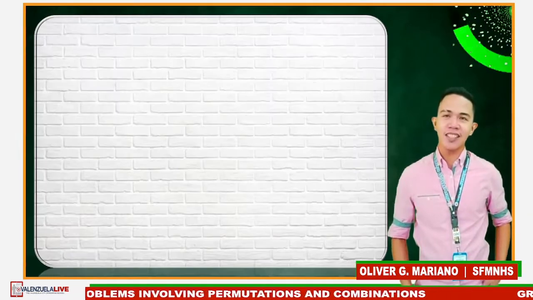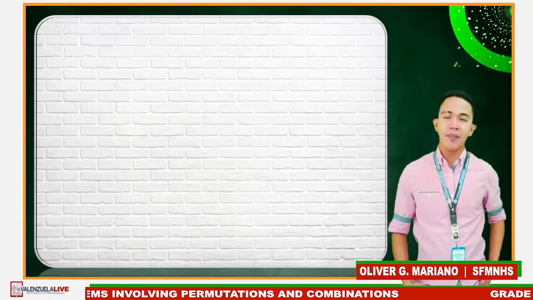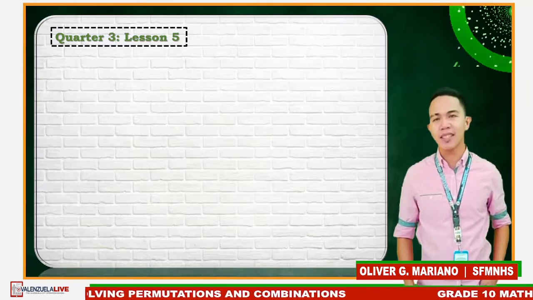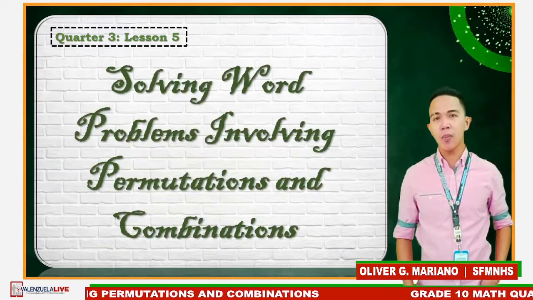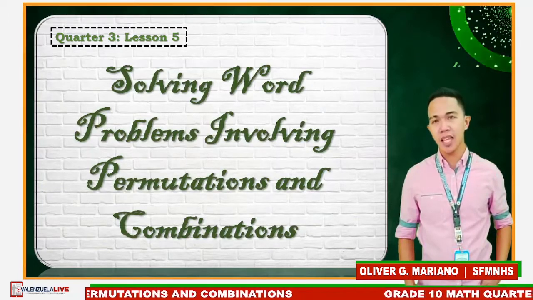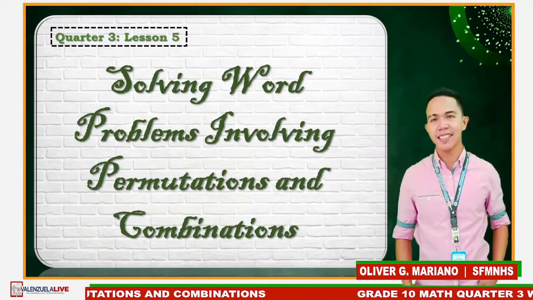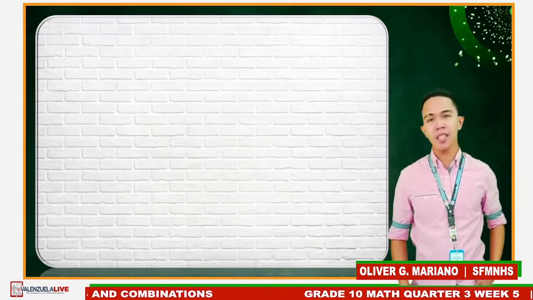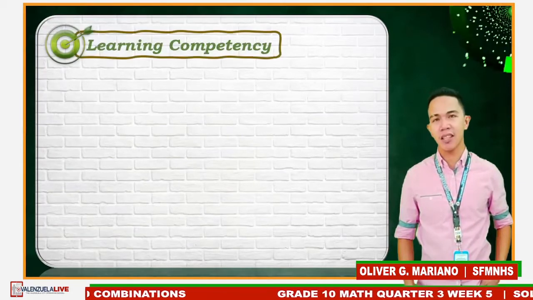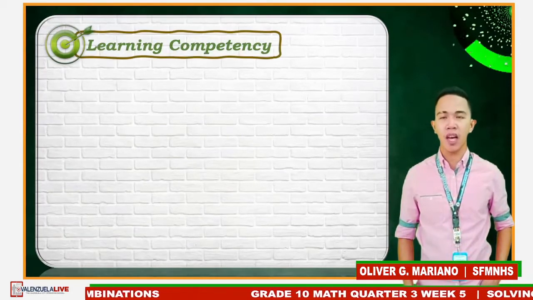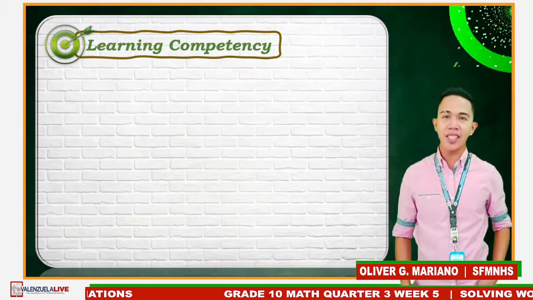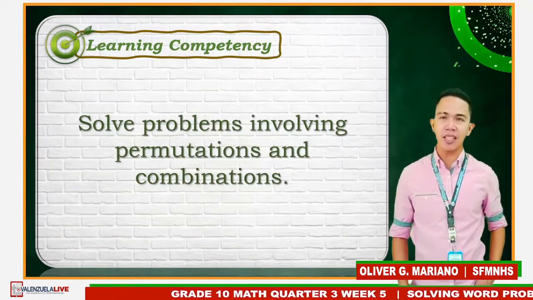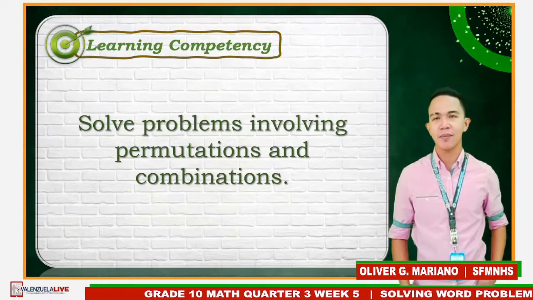In this session, we will be dealing with Lesson 5 of the third quarter, which is about solving word problems involving permutations and combinations. At the end of this session, you are expected to meet the most essential learning competency of Week 5, Quarter 3, which is to solve problems involving permutations and combinations.